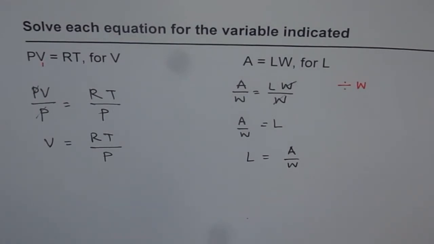So remember, whenever there are products, you may not have a multiplication sign in between, but it is understood. And to isolate a variable in such cases, you need to divide by the other variable on both sides.